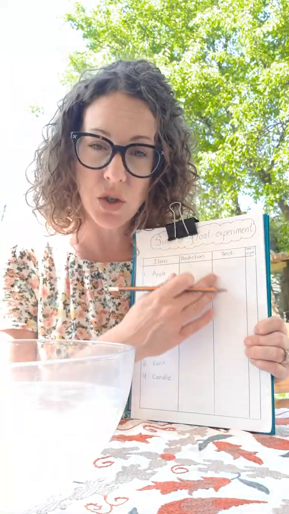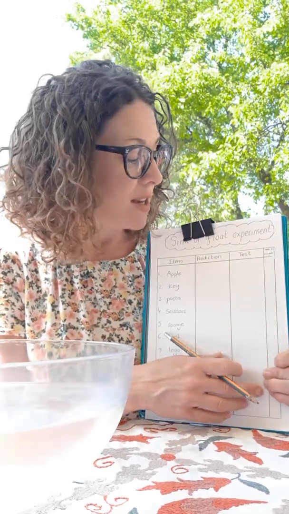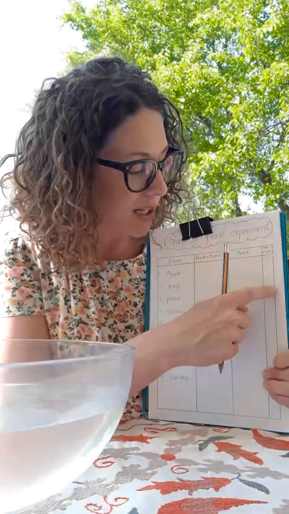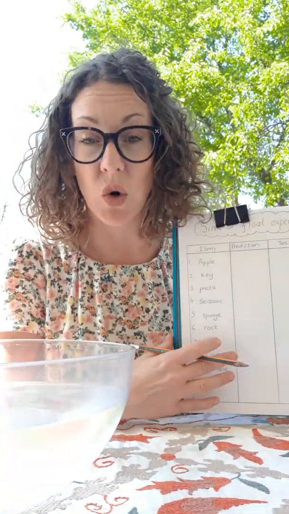Then here's the actual test. This column's where you will write what happened. This will be your data. Did it sink or did it float? And then finally, the last column says, was I correct? So I want to know if your prediction was correct or not.